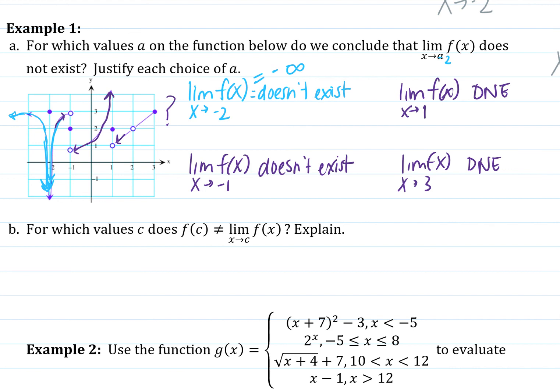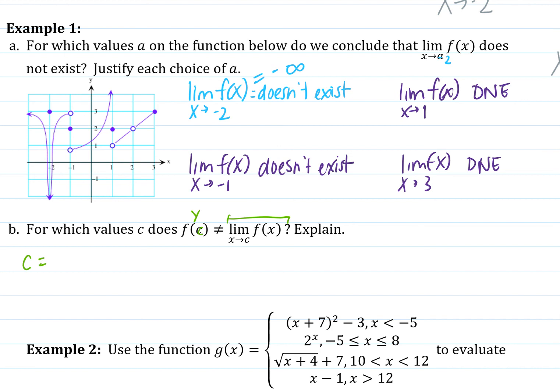Okay, let's take a look at the same graph and ask ourselves, for which x values, we're calling them c, is the y value different from the limit? That's like saying, when is perception and reality different? When are you approaching something different than you would actually be equal to?